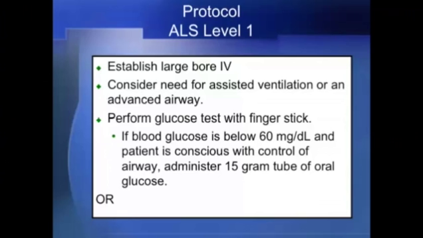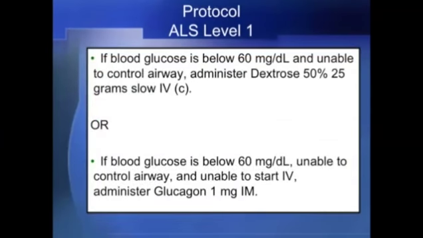If the blood glucose level is less than 60, what method of increasing your glucose level will be used depends upon your patient's condition. If the patient is conscious with a controllable airway, we can go ahead and administer oral glucose to our patient. If the patient is unable to control their airway, we can administer dextrose 50%, 25 grams slow IV. And finally, if our patient is unable to control their airway and we're unable to establish an IV, we can administer glucagon 1 milligram IM.